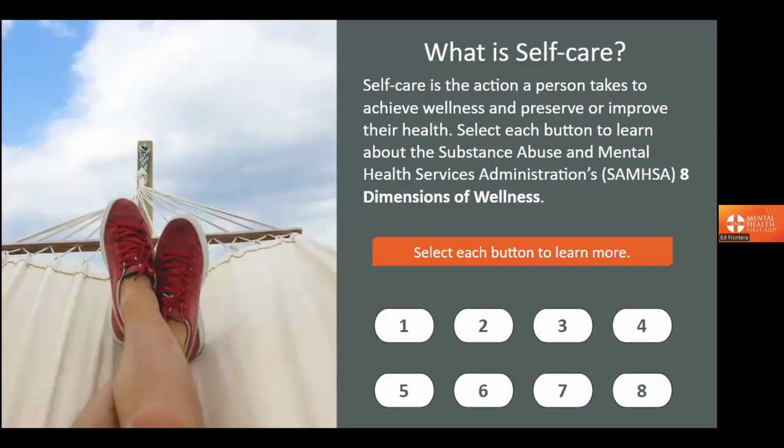So, what is self-care? Self-care is the action a person takes to achieve wellness and preserve or improve their health. The Substance Abuse and Mental Health Services Administration's SAMHSA 8 Dimensions of Wellness recommends a broad approach for things people can do, at their own pace, in their own time, and within their own abilities, that can help them feel better and live longer. Select each button to learn more.